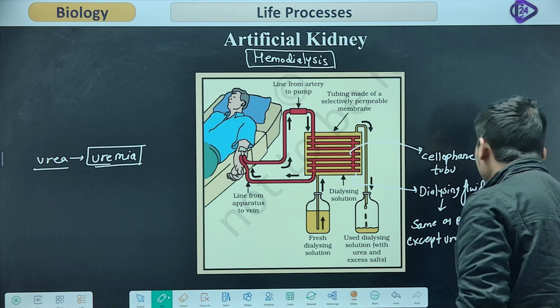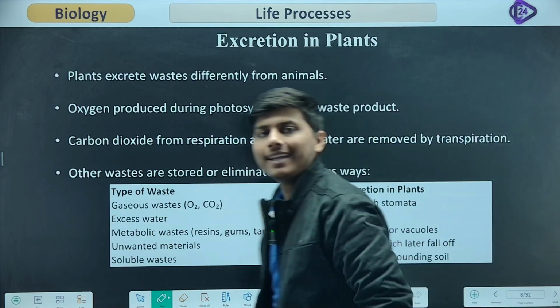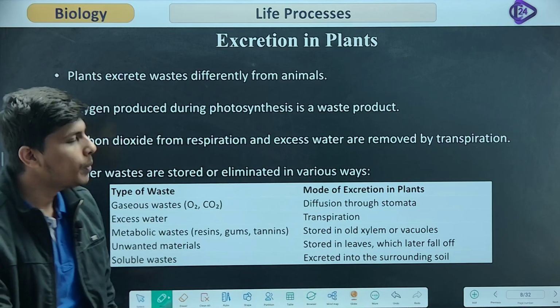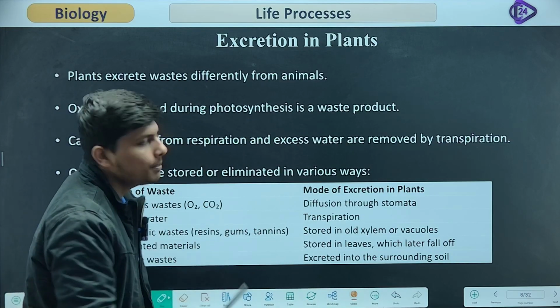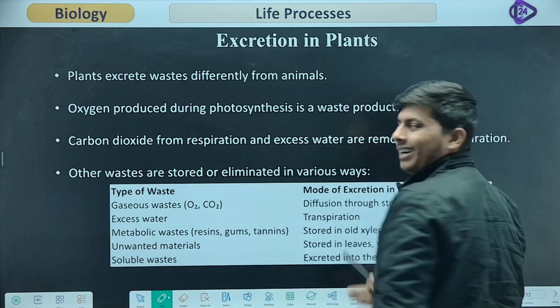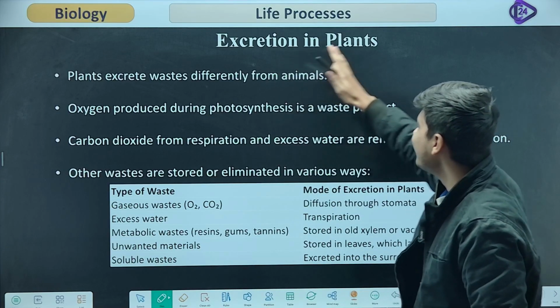Now let's move on to the last part of the topic, that is excretion in plants. Very boring. The human excretory system is a very interesting part. This part is very boring. We will understand this within 5 minutes. Excretion in plants.